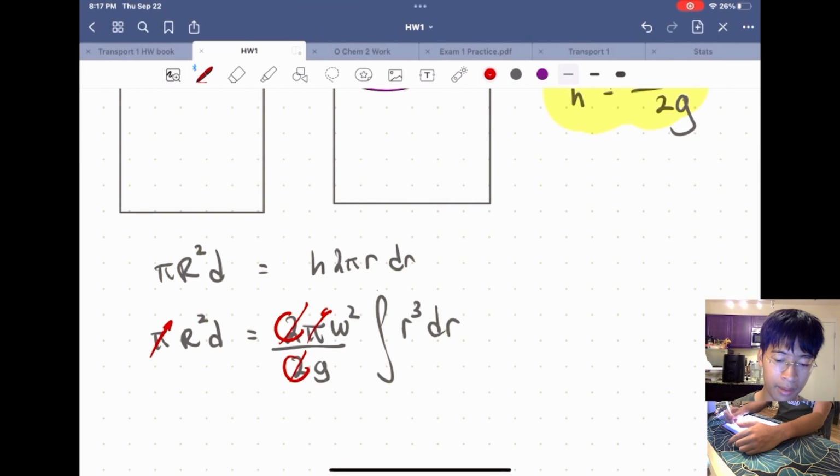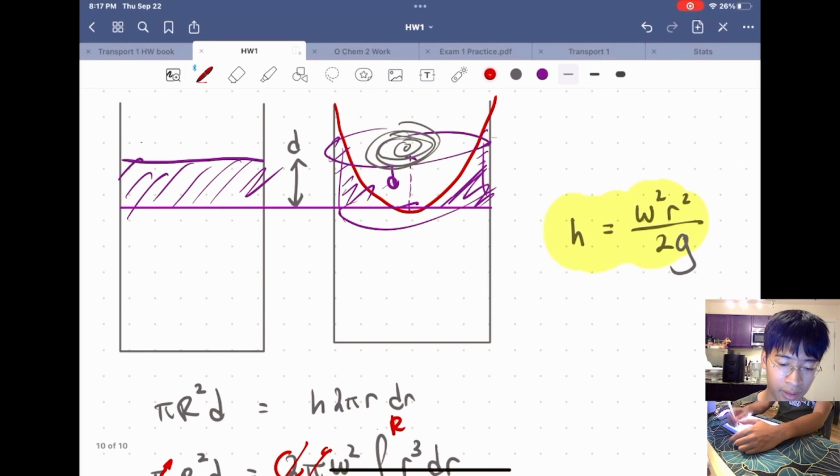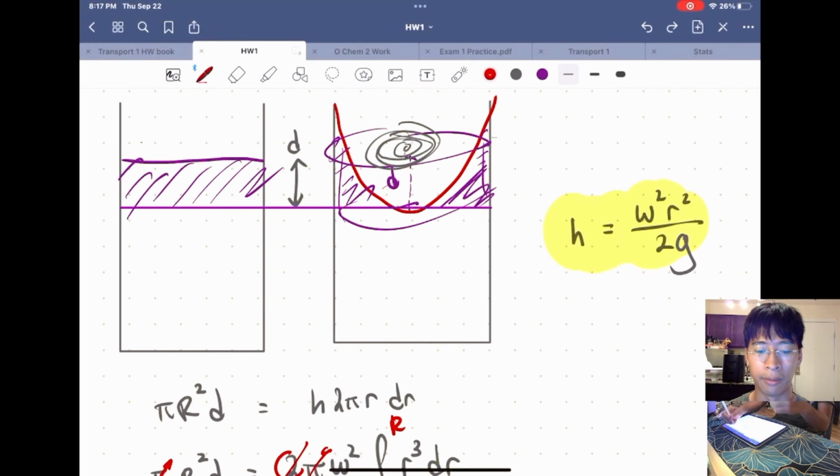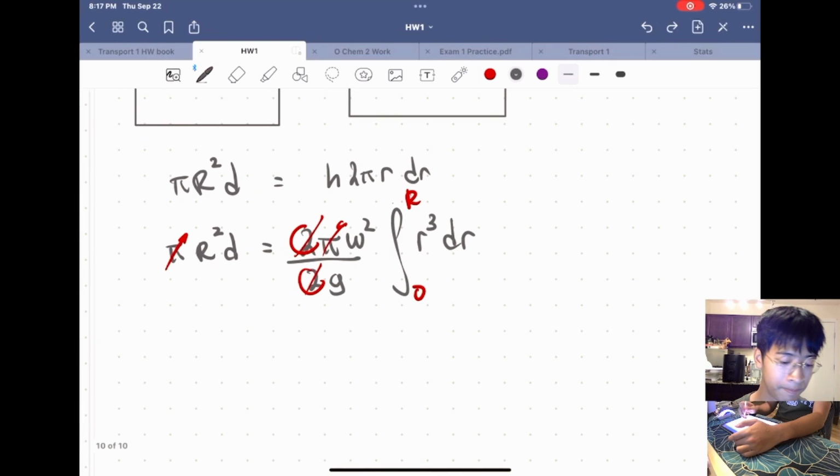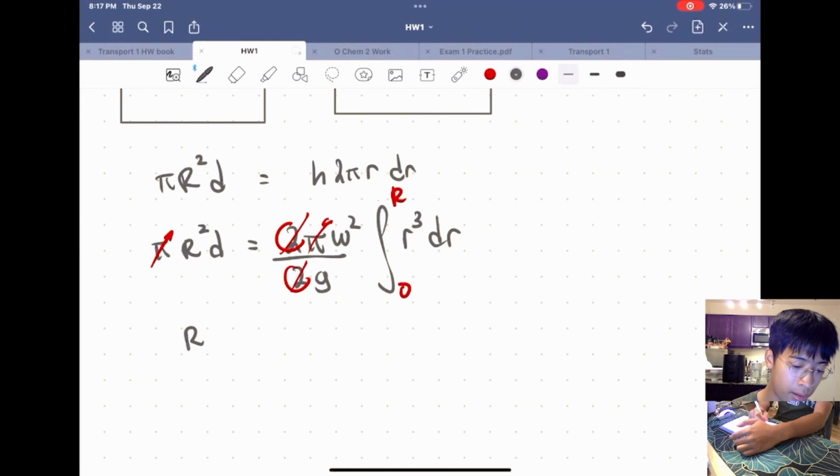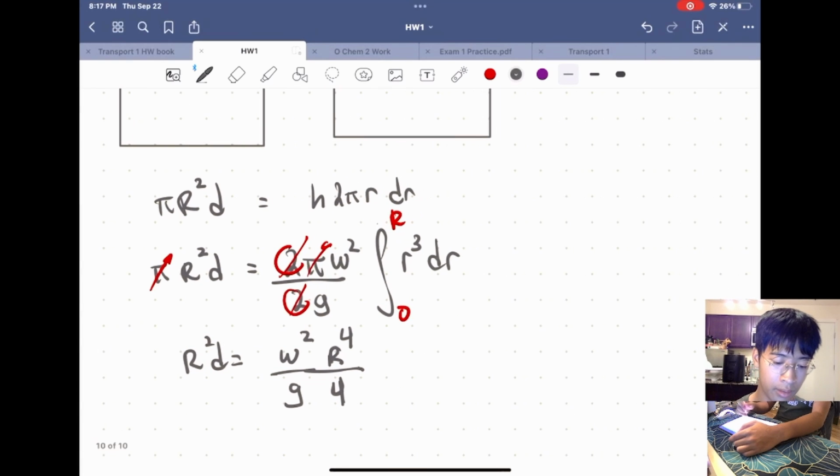Okay, so now I'm left with what? By the way, again, we're integrating from the center all the way to the edge. So from 0 to big R being the radius of the entire container. So I have r squared d is equal to omega squared over g multiplied by big R to the fourth over 4, right? Now what?